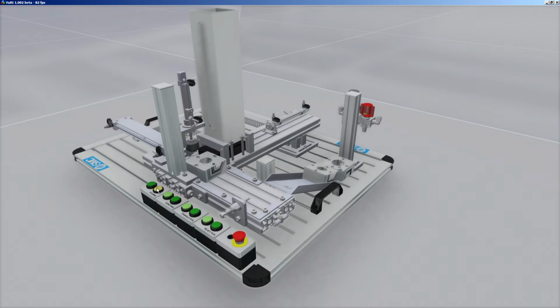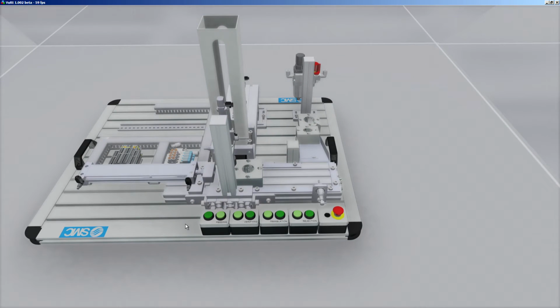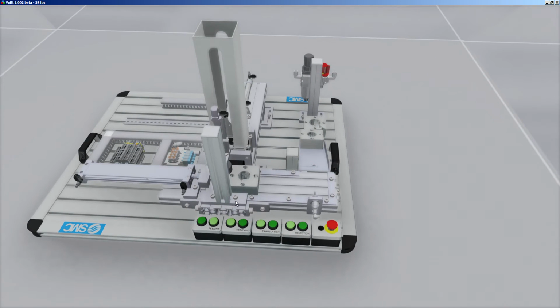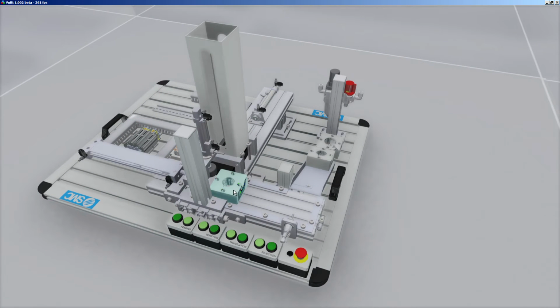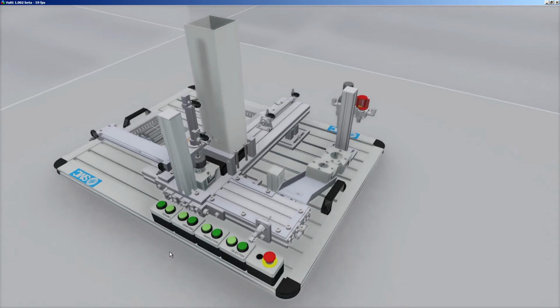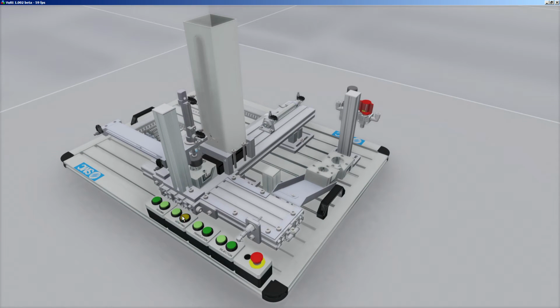Okay, as you can see, we can make some mistake. The translation cylinder was not fully returned, so see what happened. We can also move manually the pieces.